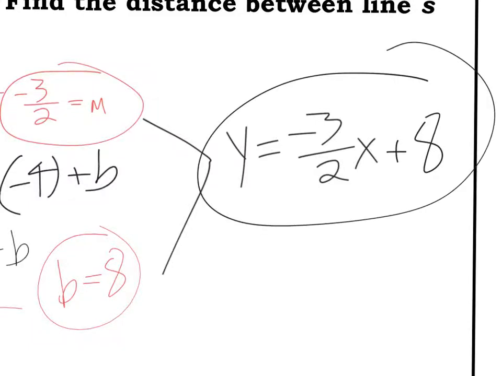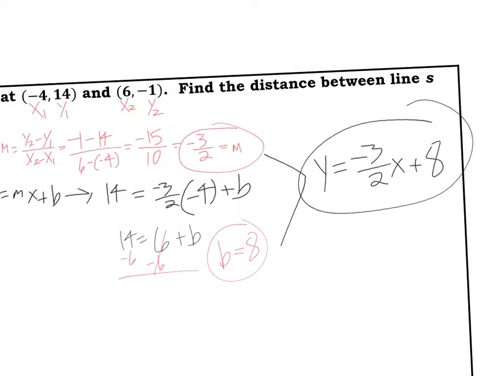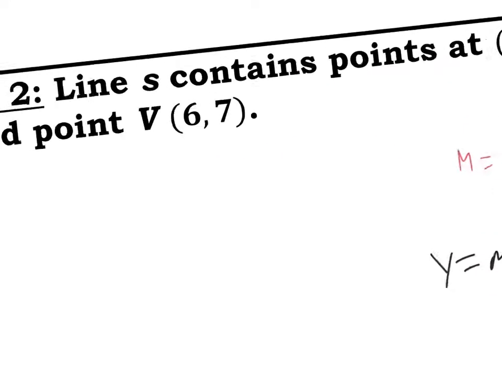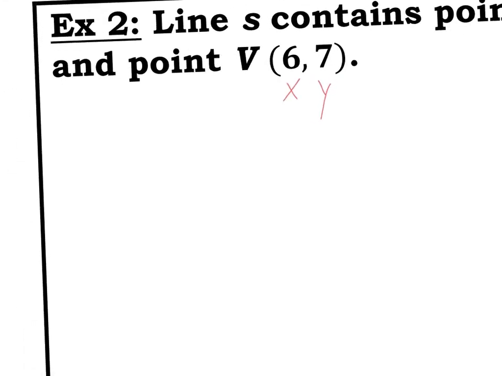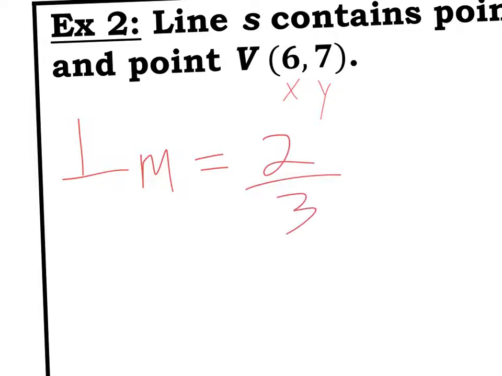Okay? So now I need to do the perpendicular line, or the line that goes perpendicular to it, that contains point V, 6, 7. So I have to turn my attention to the y equals mx plus b again, and I'll use this for x and y. And then remember, my slope now, I need to do the perpendicular slope, right? So my slope before was negative 3 over 2. The perpendicular slope is going to be opposite reciprocal, so positive 2 over 3.